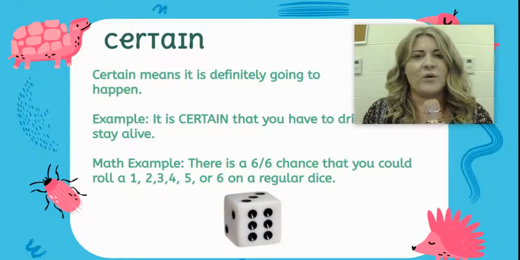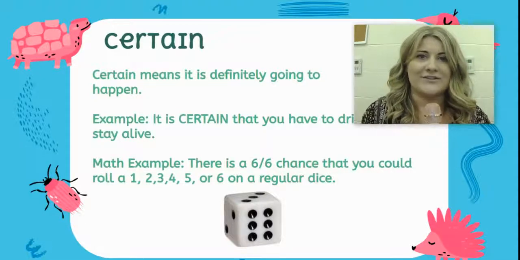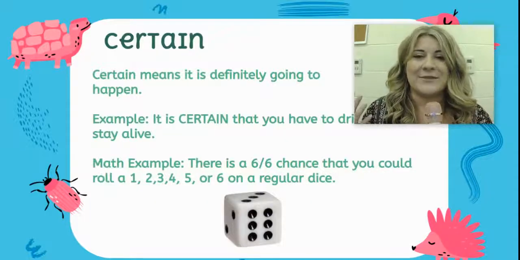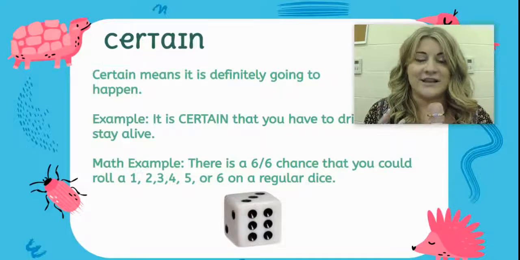So if I said, what are the chances of you rolling a 1, 2, 3, 4, 5, or 6 on the dice? That's a 100% chance you're going to roll one of those numbers. So that is a 6 out of 6 chance for certain that's going to happen.